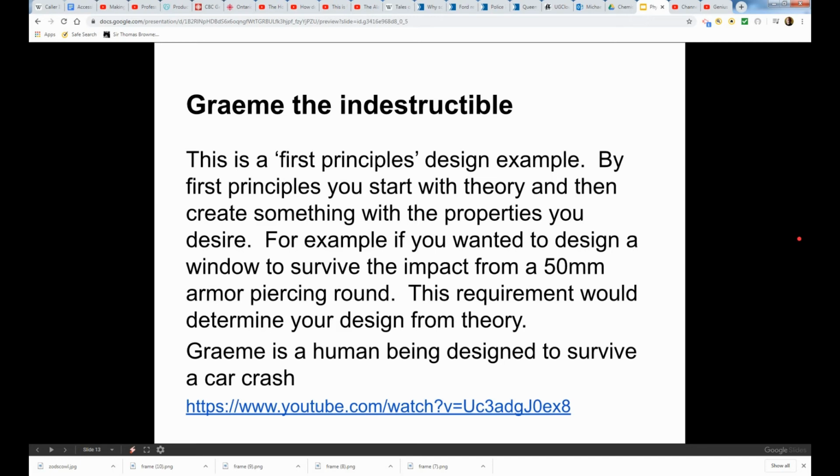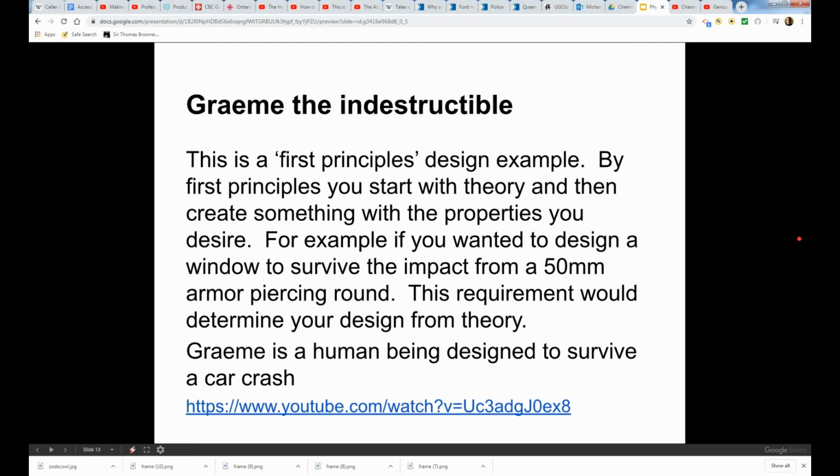And if you do something like that, you would never, ever build the Death Star because it's a really bad design for what it's supposed to be. So you start with the theory, then you create something with the properties you desire. Okay? Making windows survive an armor-piercing round. All right? The requirement would determine your design from theory. So this is more like engineering. Someone says, I want you to build this. And then you have to go backwards, and you sometimes come back going, there is no such material. We can't build the bridge the way you want it.